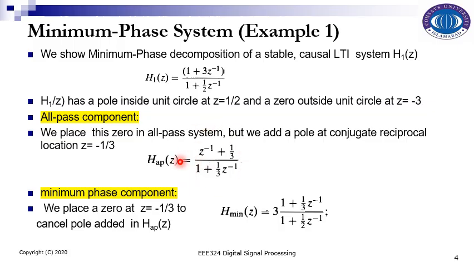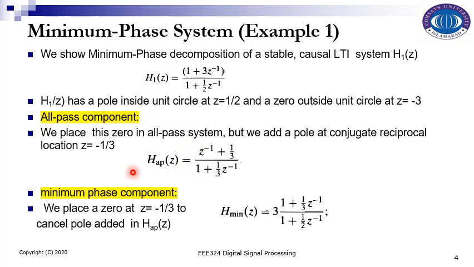Now, because an all pass system has to have, if it has a 0 at minus 3, then there must be a pole at minus 1 by 3. So we add a pole at the conjugate reciprocal location z is equal to minus 1 by 3. So this is the pole of our all pass system, and this is the 0 that we moved out of h1 of z into the all pass system part.